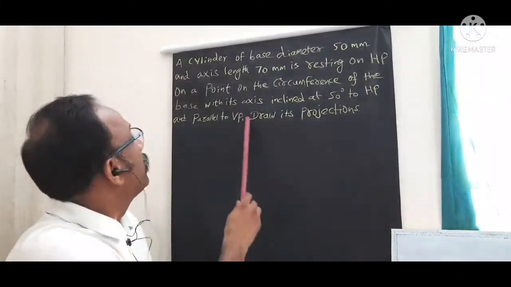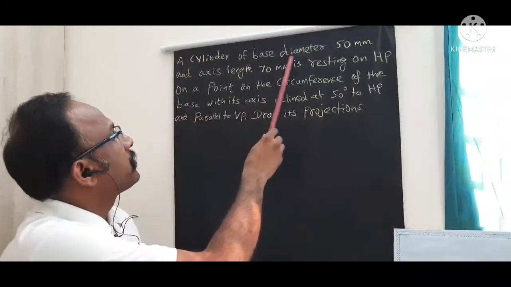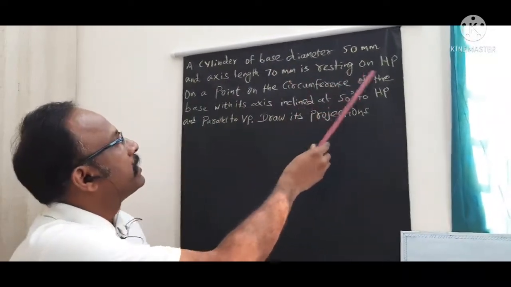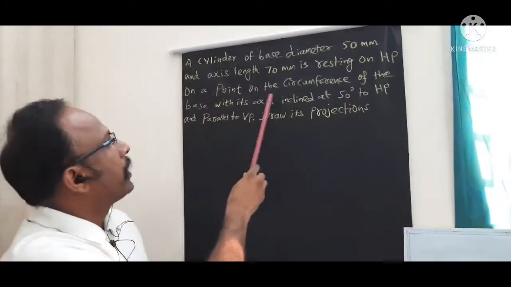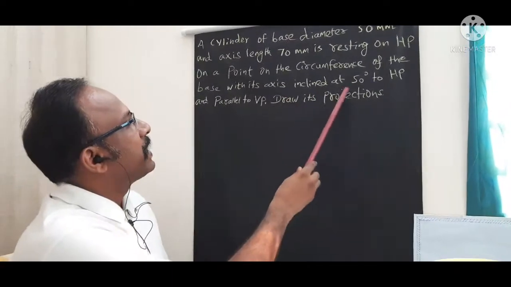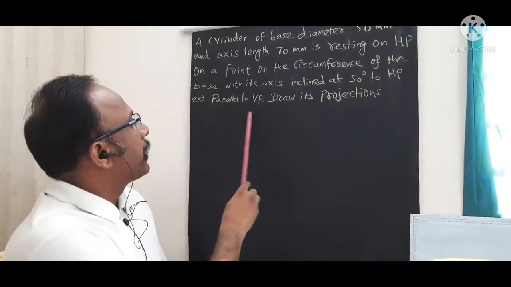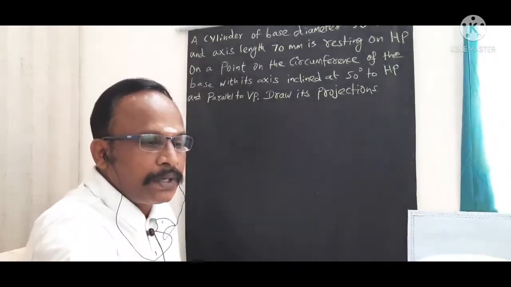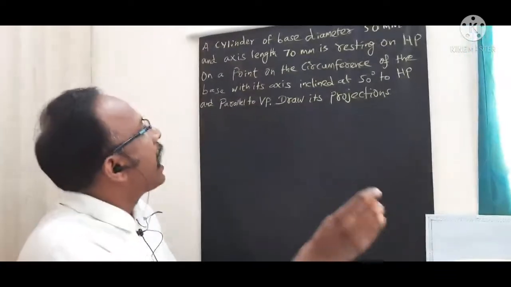Okay, first problem. A cylinder of base diameter 50 mm and axis length 70 mm is resting on HP on a point on the circumference of the base with its axis inclined at 50 degree to HP and parallel to VP. Draw its projections. So what is given in this particular problem, we can understand.